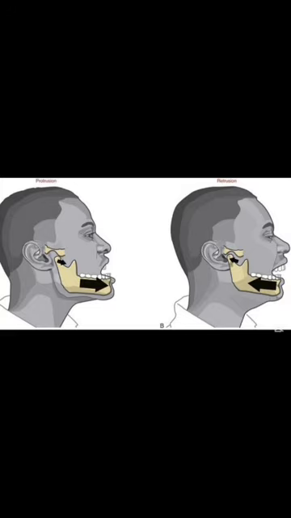The fourth is retrusion, which means moving the jaw backward. And finally, we have lateral deviation, which is moving side to side to grind food. That is why lateral deviation occurs during chewing.